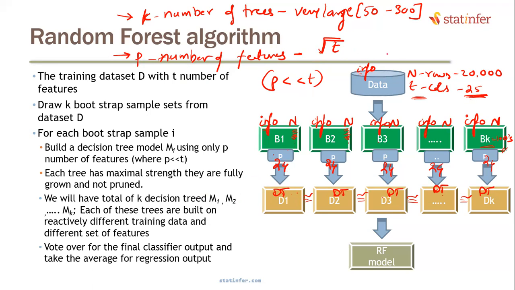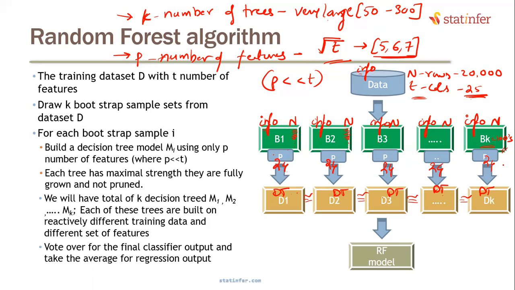Roughly, if you have 25 columns, what can you choose as P? What can you set as P? Something like five or six or seven. Around square root of T is what you need to choose. Number of trees or the number of bags, what should be that number? When you are working with random forest, the number of trees or the number of bags has to be a very large number.